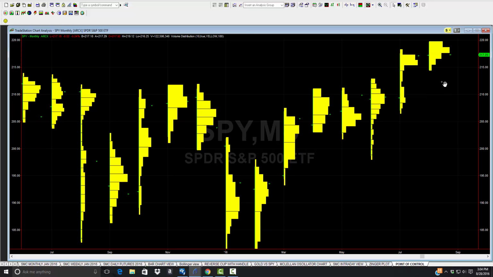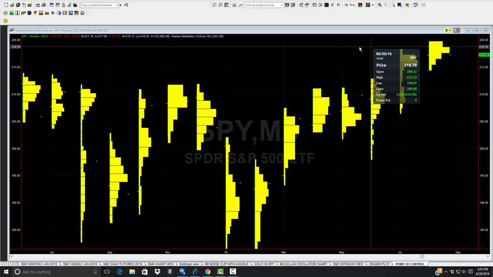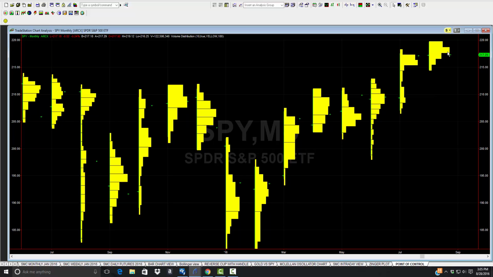But basically this is the month of August. So where we're trading right now, this is where we closed on the SPY, and it's currently at 217.29. Let me just confirm that. I'm fairly certain that was the official close. Yeah, that's what we have, 217.29, give or take. So the point of control for the month of August was right in here, this area of about 217 to 218.